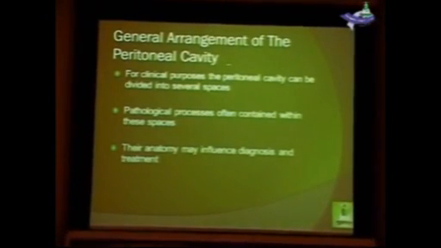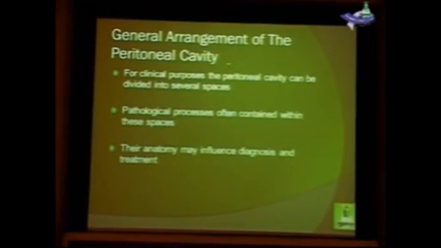So, for clinical purposes, the peritoneal cavity can be divided into several spaces. Pathological processes often are contained within these spaces, but also can flow from one space into the other. The anatomy of these spaces may influence the diagnosis and the treatment for the surgeon dealing with fluid collections or hematomas or ascites, for example, collecting in these spaces.